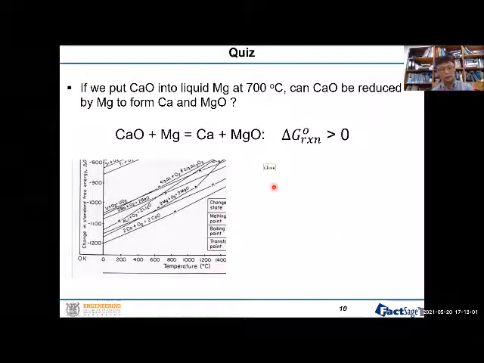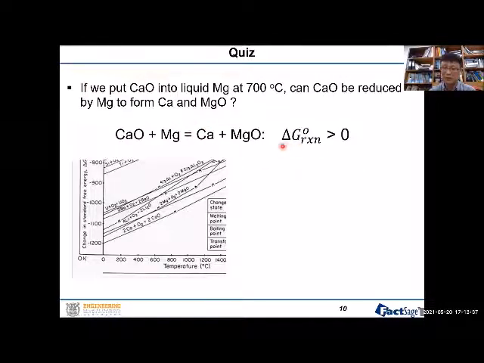So a lot of students say no, but the real answer is yes. CaO can be reduced to the metal. The real answer is yes. If you look at this chemical reaction according to this Ellingham diagram, delta G naught of reaction is actually positive. So we think this chemical reaction cannot happen. We cannot go to the forward reaction. It should be the backward reaction.